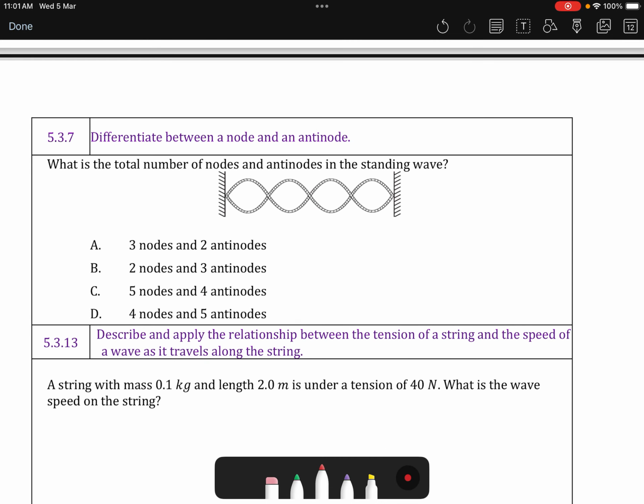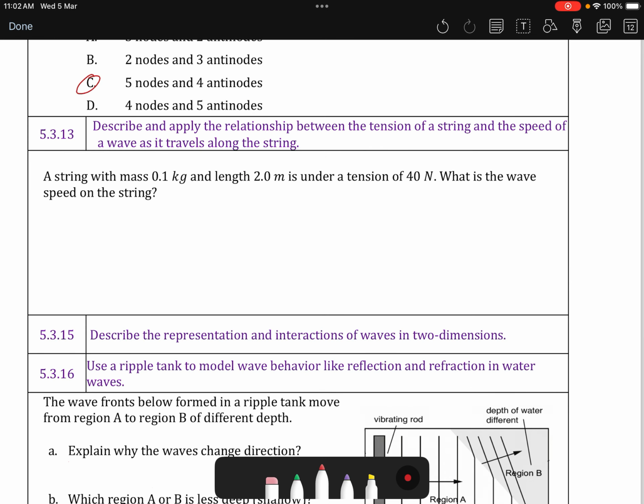Now, what is the total number of nodes and antinodes in the standing wave here? Always 1, 2, 3, 4, 5. Those are the nodes. The antinodes are always 1 less: 1, 2, 3, and 4. So the answer is C. It's just counting nodes and antinodes. Nodes are where we have destructive interference. Antinodes are where we have constructive interference. Let's look at the next.